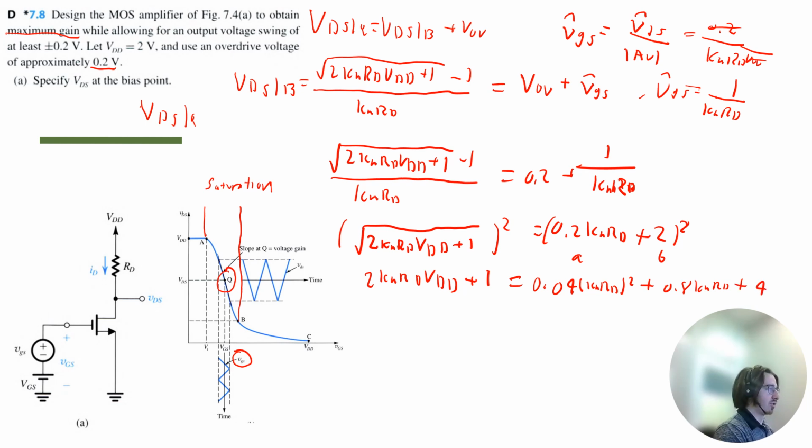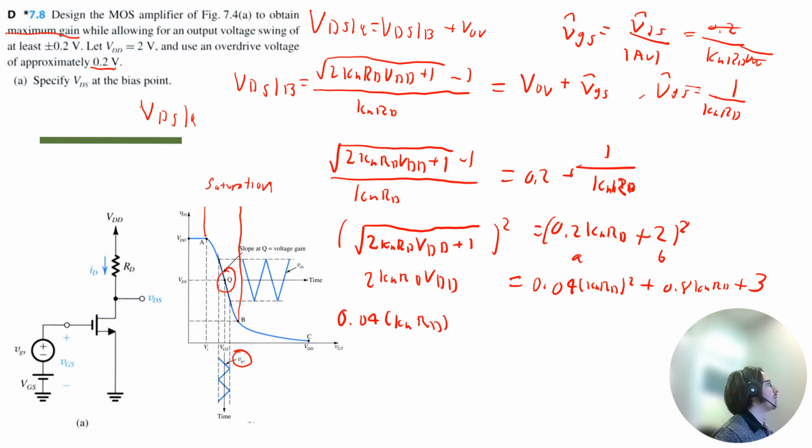We can subtract 1 from the left side of the equation to the right side, so we can make that just plus 3 now. And let's subtract this 2 variable to the other side. So we have just one side of stuff, and then the left side will be 0, and then we can use the quadratic formula. So we get 0.04 times Kn Rd.